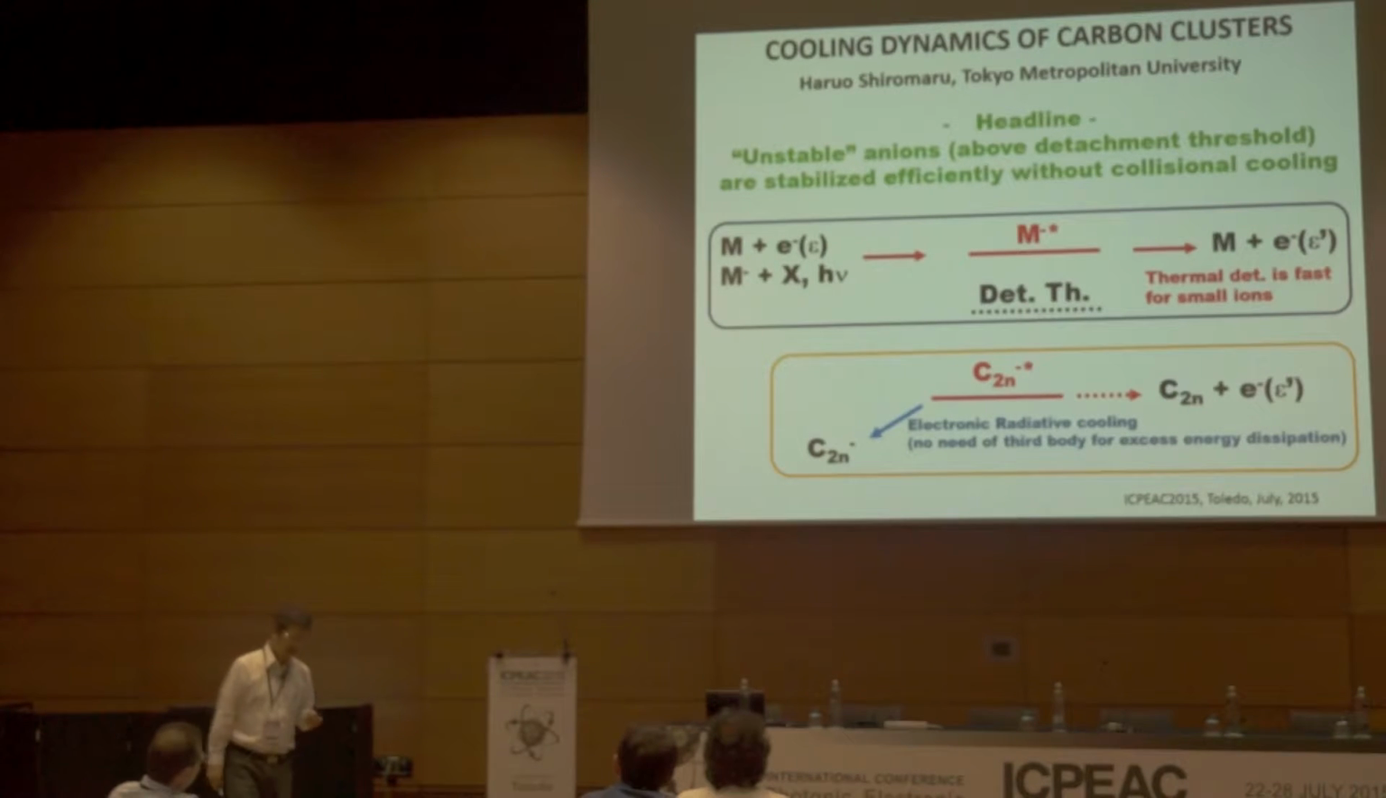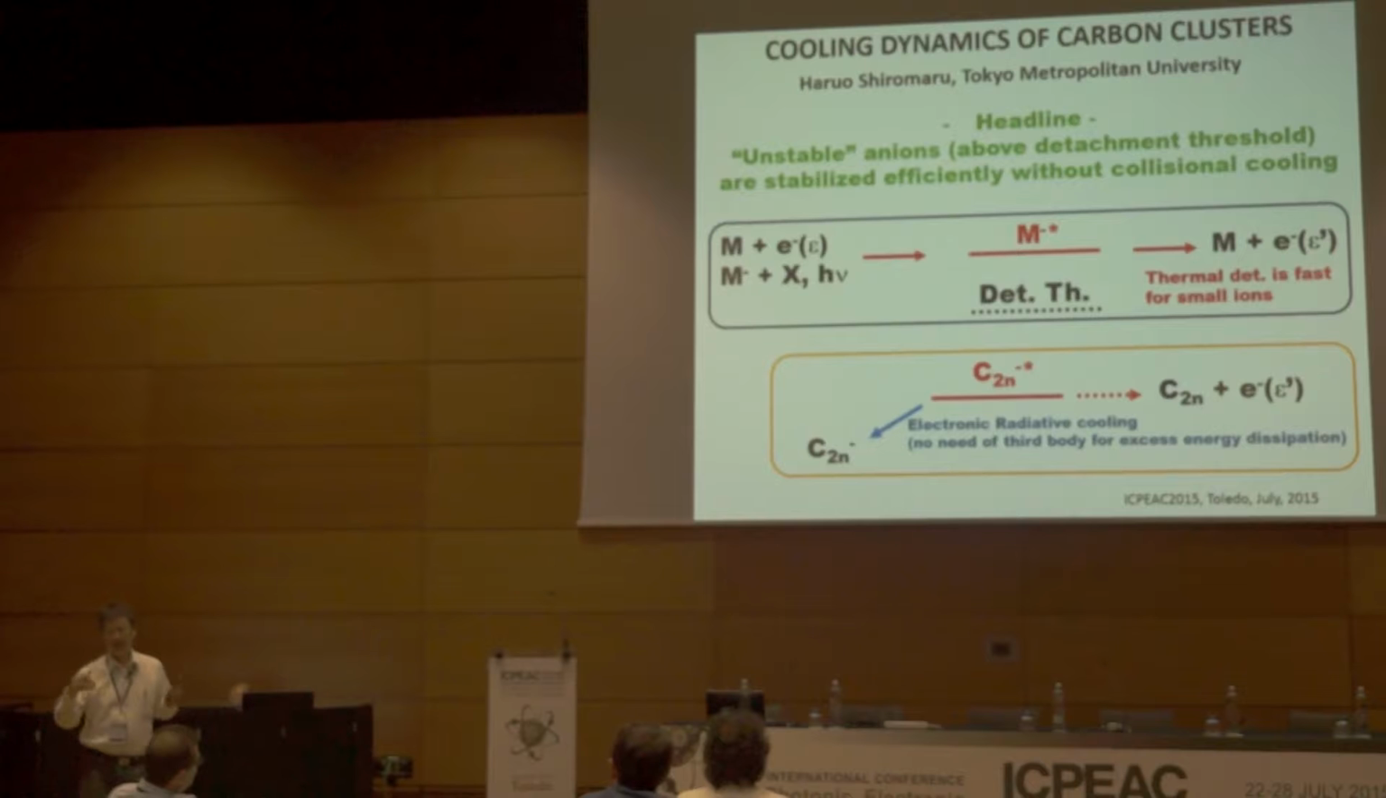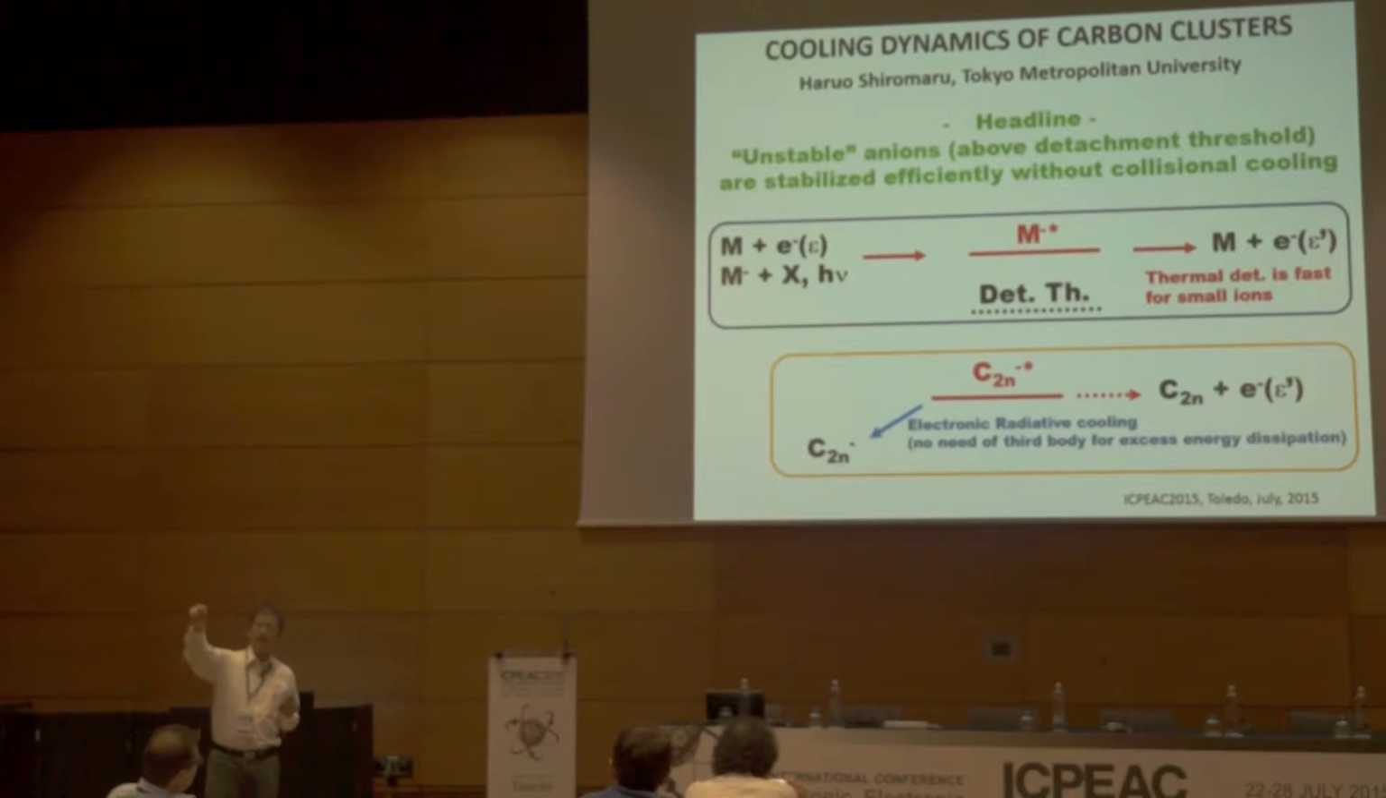We have now come to realize that this is not special to these carbon clusters, and we must see such fast radiative cooling for various ions. If the system is highly isolated, we have to be very careful about such electronic cooling. Otherwise, we will surely underestimate the effect of the radiative cooling.